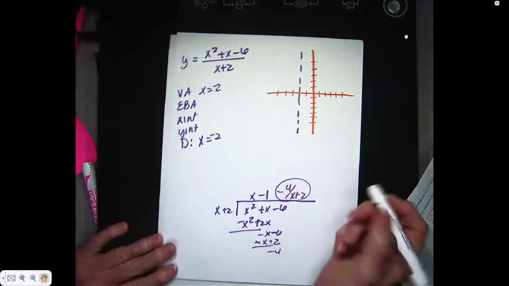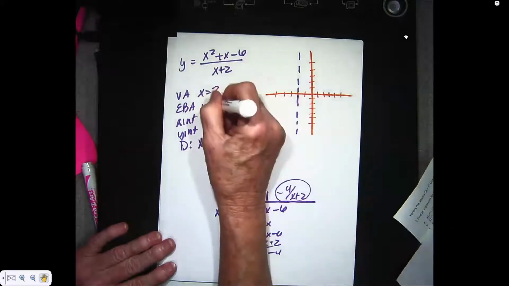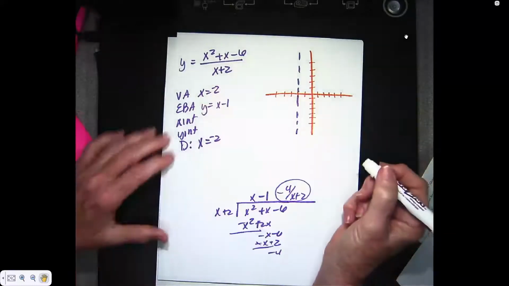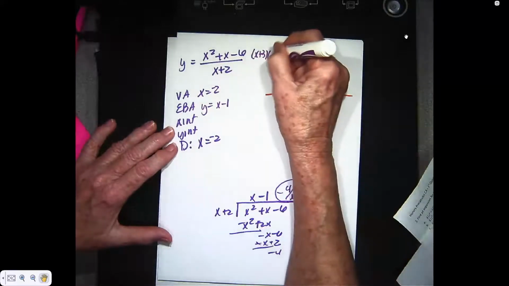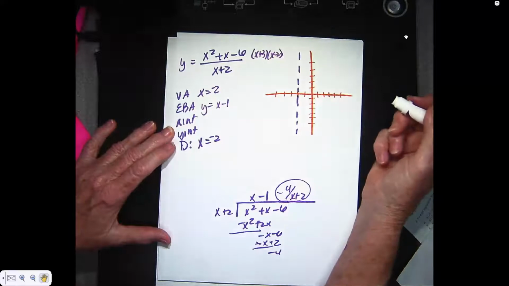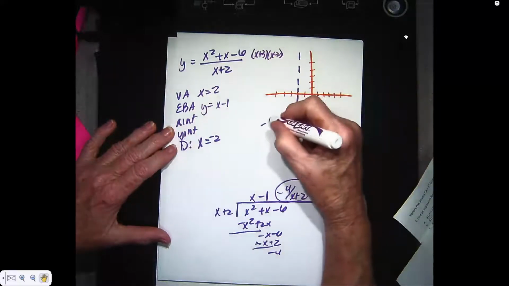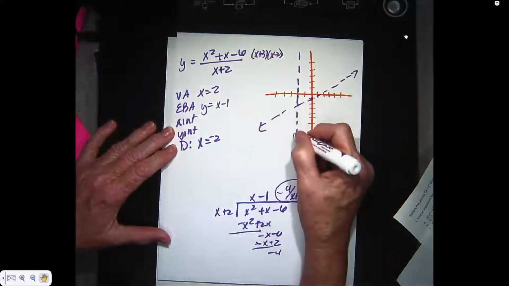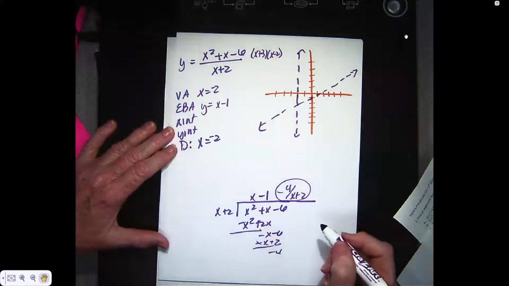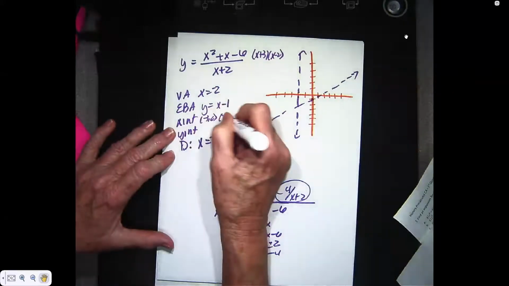So this time I'm graphing in a different space. So y equals x minus 1. This is going to be what my slant asymptote is. Factor, so x plus 3, x minus 2. So no holes. X-intercepts at (negative 3, 0) and (2, 0).